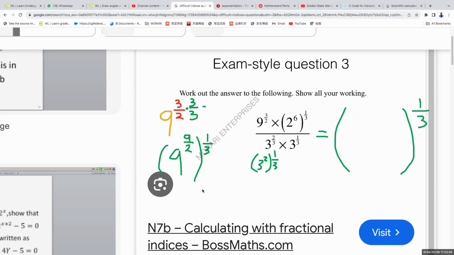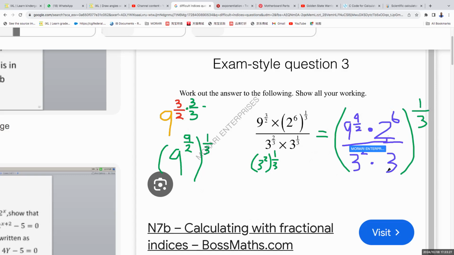So what will be left in the middle here, since this one is to the power 1/3, so it will be 9 to the power 9/2 there, and we'll multiply that with 2 to the 6, and then we'll divide that all by 3 squared, and then multiply by 3.